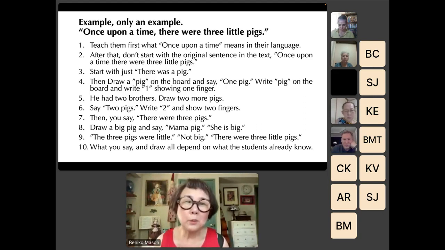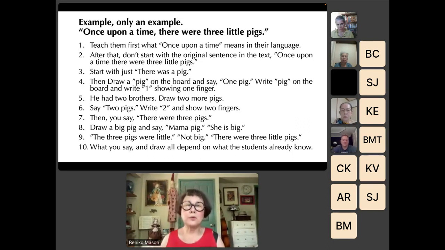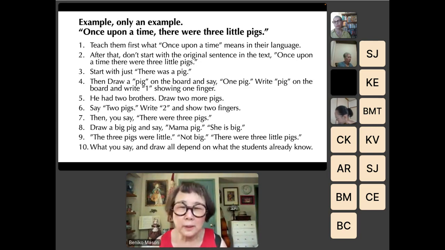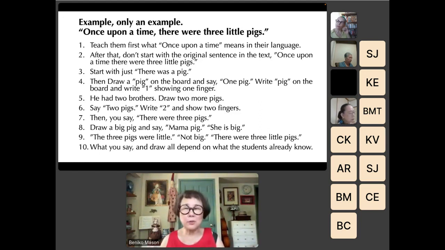And then if I want to tell a story of the three little pigs, I would not start with the original sentence in the text: once upon a time, there were three little pigs. In story listening, I suggest that teachers never start a sentence as the text is written at the beginning. Even when the text says, once upon a time, there were three little pigs, that's not the way we start with beginning level students.